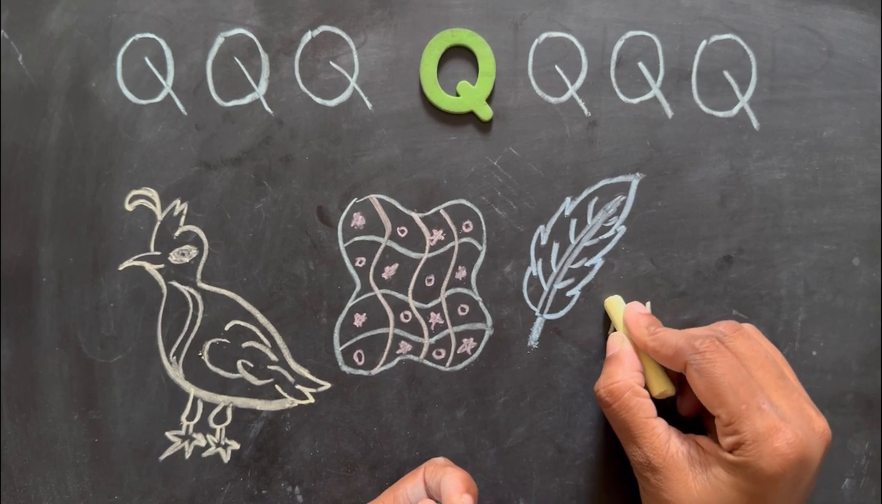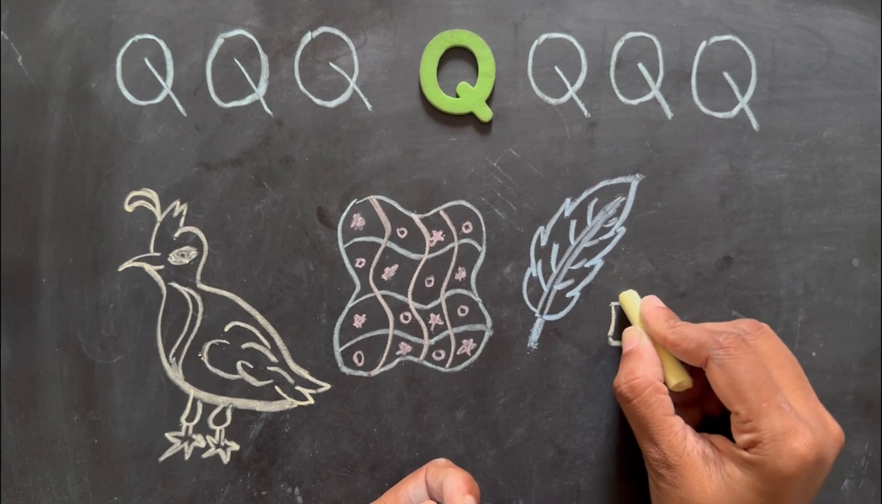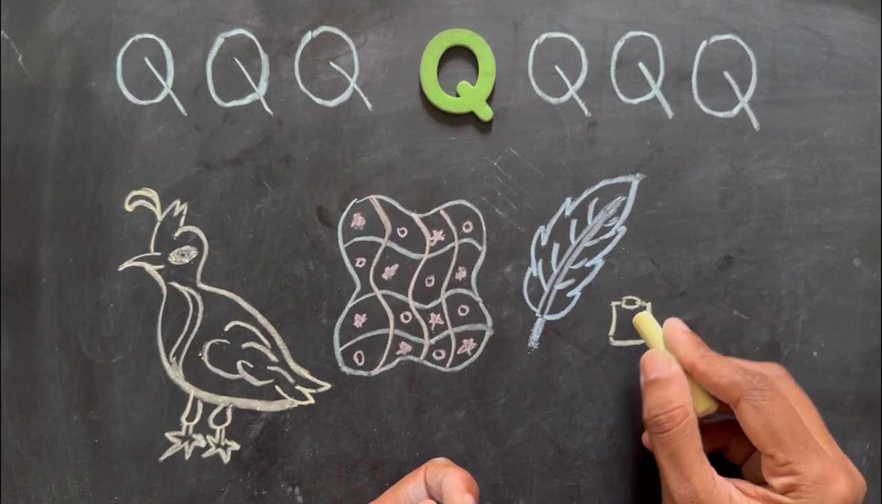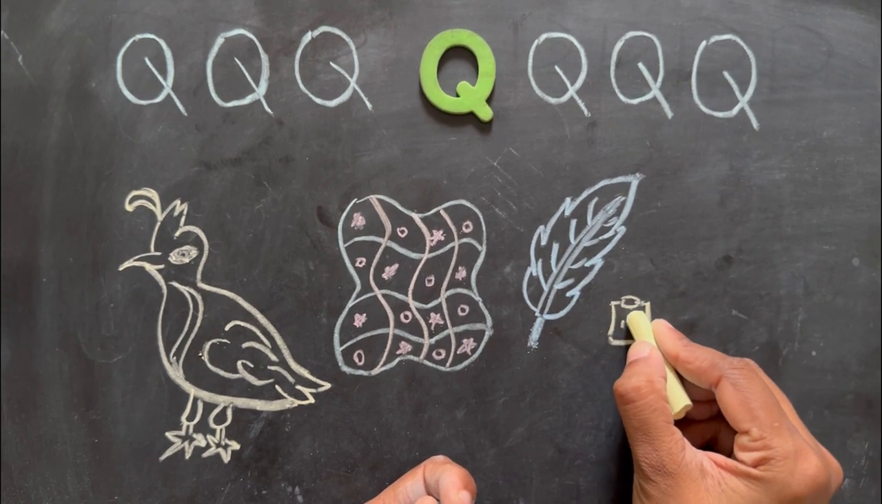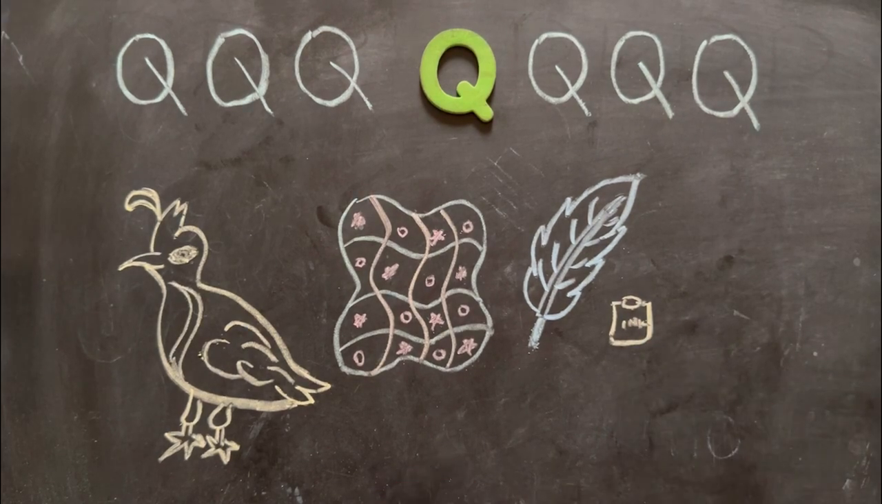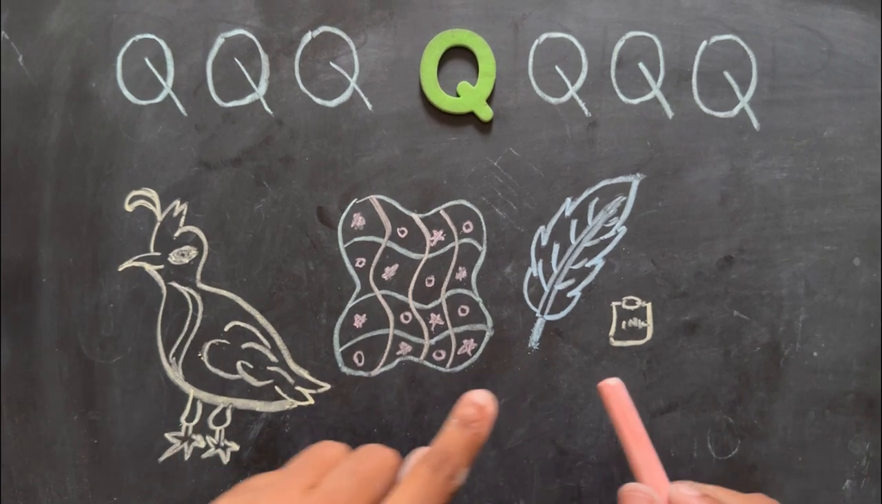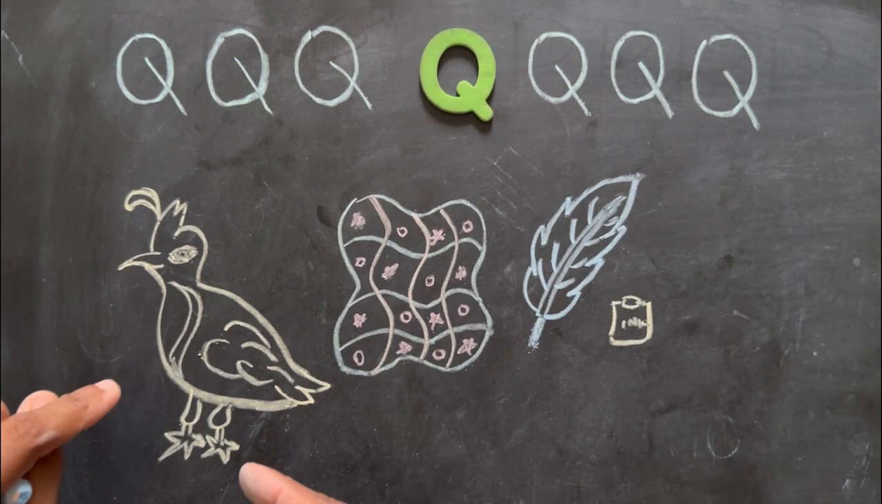So this is my ink bottle. So I have ink to write with the quill. Okay, I'm going to write the spelling for my images. What is this? It is quill.